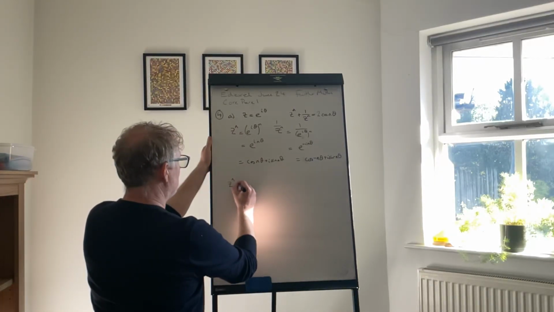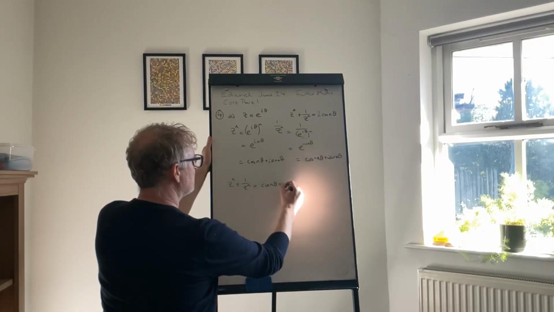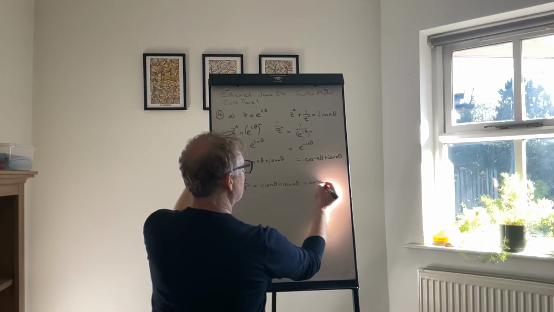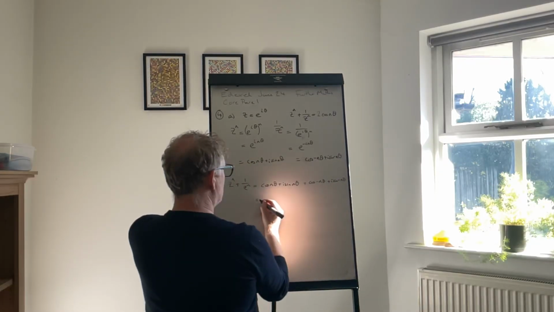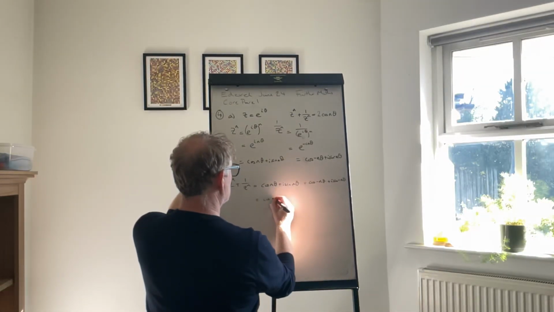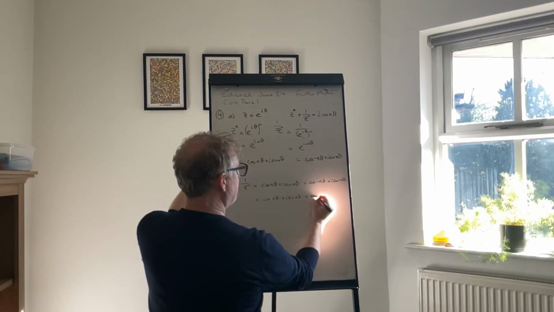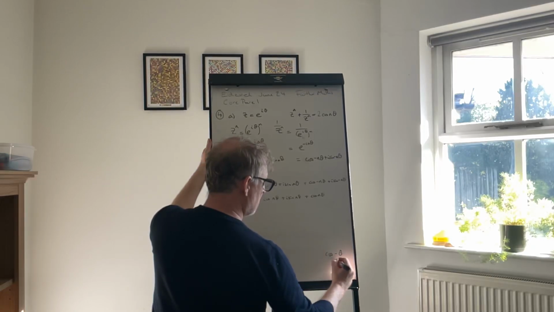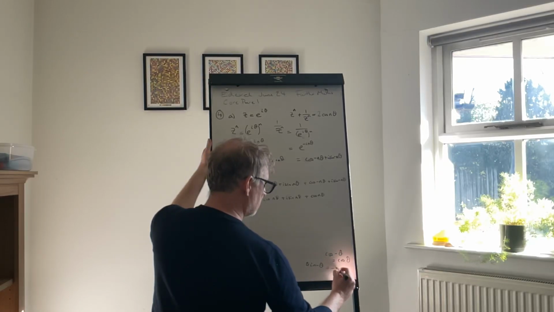So z to the n plus 1 over z to the n is cos n theta plus i sine n theta plus cos minus n theta plus i sine minus n theta. We then recognise that cos of minus n theta is the same as cos of n theta. It's a little fact that we should know: cos of minus theta is the same as cos of theta, and sine of minus theta is actually the negative of sine theta.